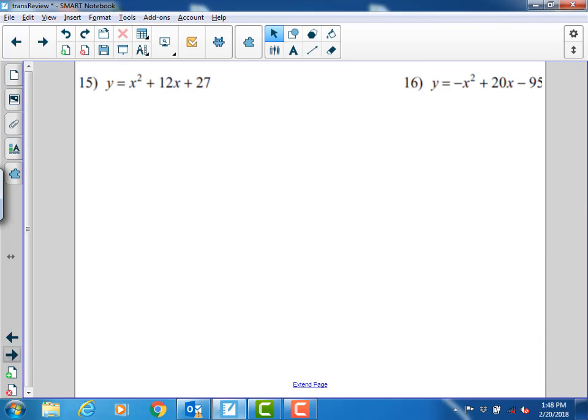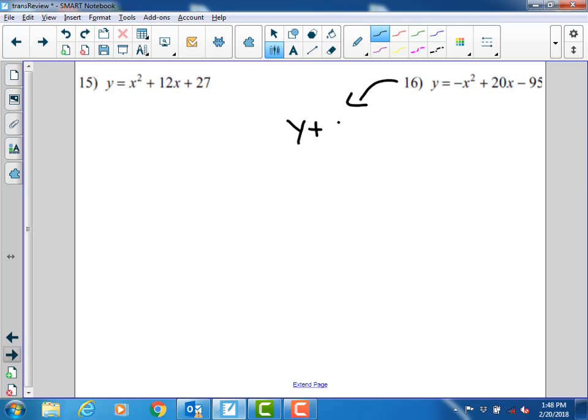All right, so with this one, I'm going to do number 16 here, because we did number 15 in class. So since this has a -a value, we are going to have to do a little bit of work. But I'm going to get the constant value to the other side and have my -x squared plus 20x over here. So now I need to factor out that -1 out of the right side.